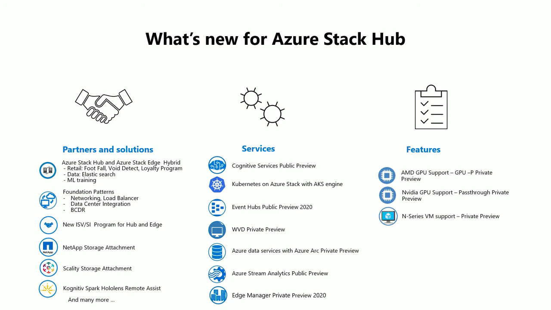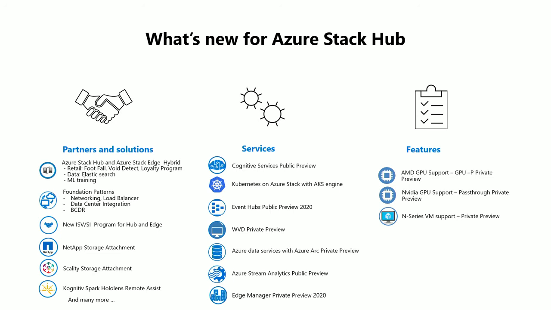So a lot of services now in preview. You look at Cognitive Services, the general availability of Kubernetes on Azure Stack with the AKS engine that we deployed. Event Hubs is in public preview. Windows Virtual Desktop in Azure connected to an Azure Stack Hub. So if you have data sovereignty regulatory requirements, you can keep your client images on Azure Stack Hub and use WVD from Azure. Data services with Azure Arc and then Stream Analytics are all previews as well.